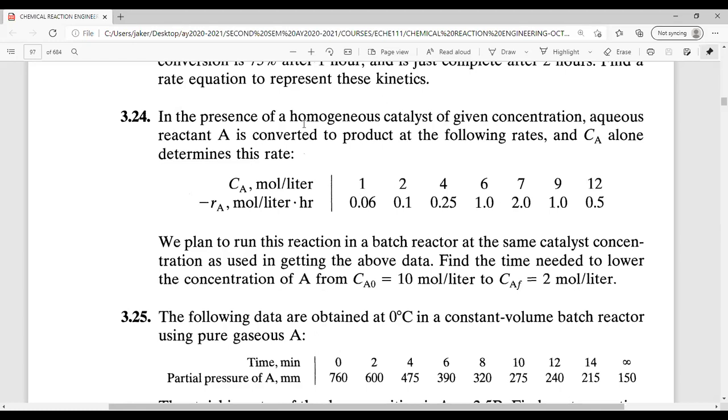Take note that this is a homogeneous catalyzed reaction because it has the presence of a catalyst. A is being converted in this sense. There was no mention of any substance other than A, so A must be the only species present in your reaction. Let's write down the given for this particular problem. This is 3.24.